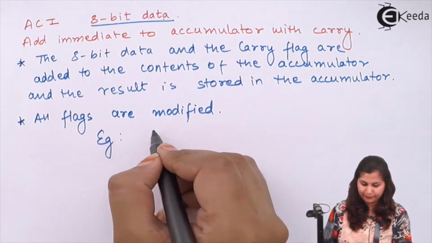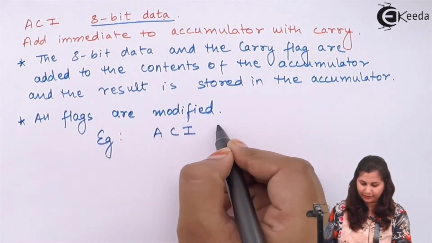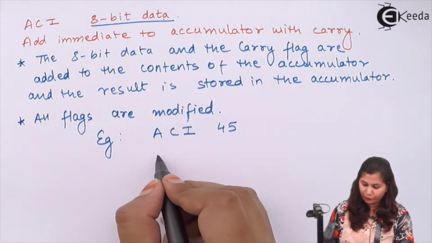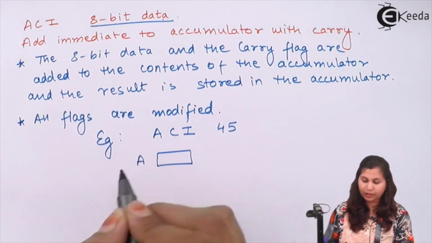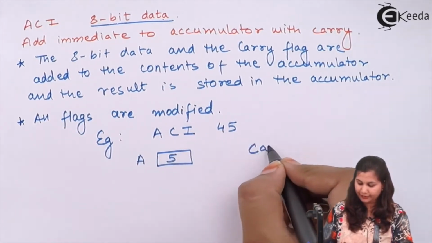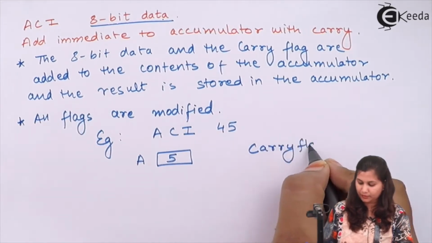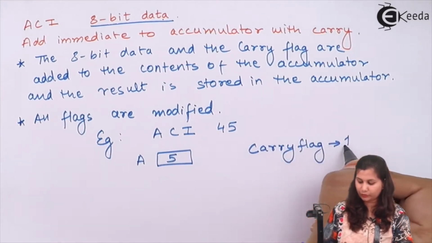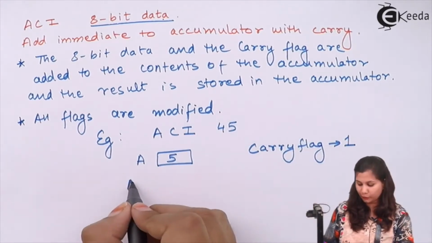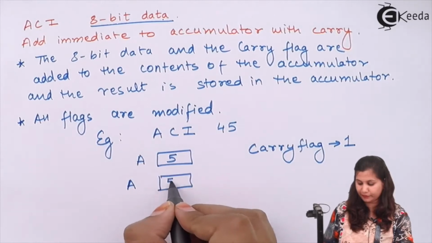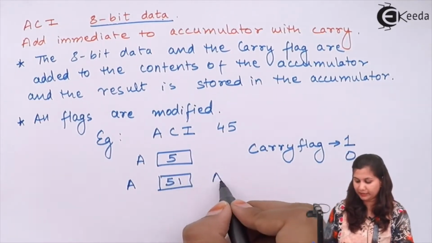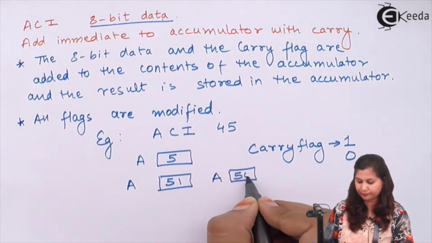Let's take an example. If we have ACI, again 45, then this 45 will be added to the accumulator. The accumulator is having 5, and the carry flag is, suppose, set, so it is equal to 1. So 45 plus 5 plus 1, the accumulator will get the result 51. If it is 0, then the accumulator will have the result 50.